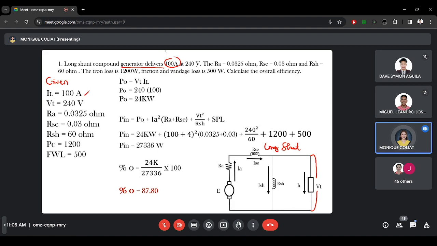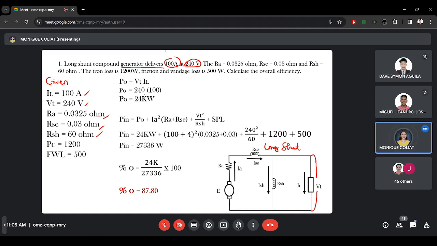So, we have to get PO and we have to get PN. So, let's start with output power because it is the easiest to get. Because that is from VT and IL, and that is given already. So we have VT times IL, which is 240 times 100. Our PO is 24,000 watts.